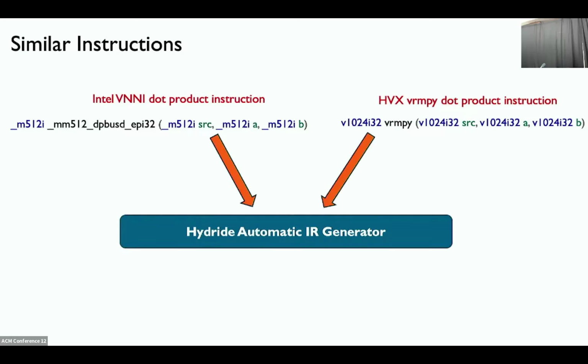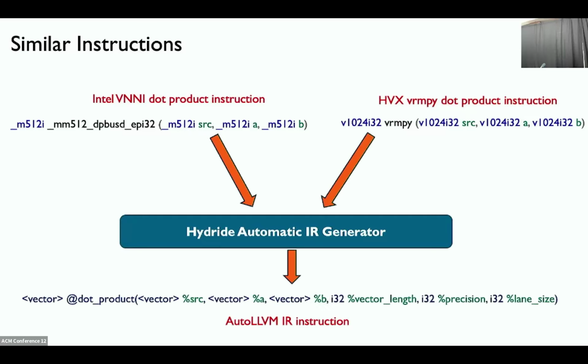And what Hydride's automatic IR generator does is it takes the pseudocode specifications of these instructions. And from it, it automatically generates an auto LLVM IR instruction, which is a target independent instruction that is representative of both the Intel VNNI and HVX VRMPY instruction. It abstracts away all the instruction specific things like the vector size, the vector length, position, lane sizes, and so on and so forth. It gets more complicated with other instructions, but this is one of the simplest examples.